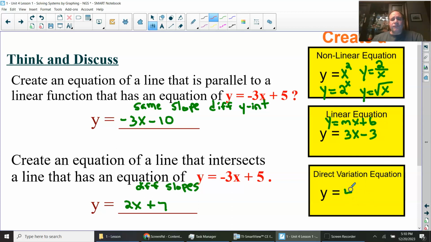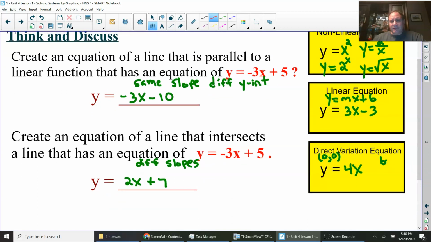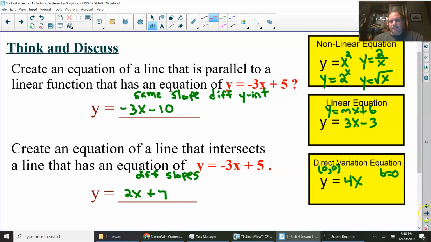Direct variations go through the origin. Just remember, it goes through 0, 0, and it has to be linear. So the y-intercept must be 0. And that's it for that.